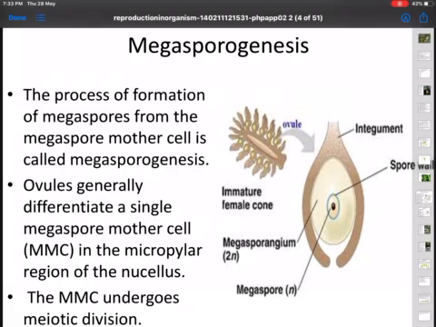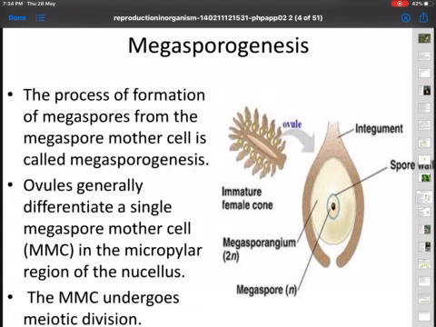So let's go. Now, the process of formation of megaspores from the megaspore mother cell is called megasporogenesis. Ovules generally differentiate a single megaspore mother cell in the micropylar region of the nucellus. As you are able to see in this diagram, megasporangium is a structure having a lot of megaspore mother cells, and each MMC undergoes meiosis, and this structure is covered by integuments.